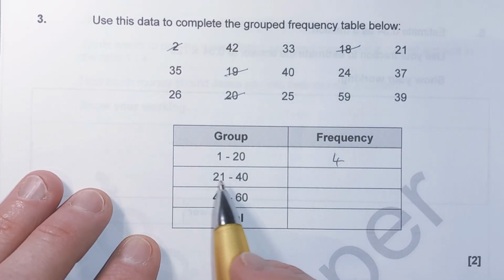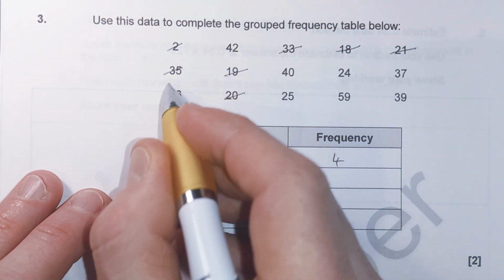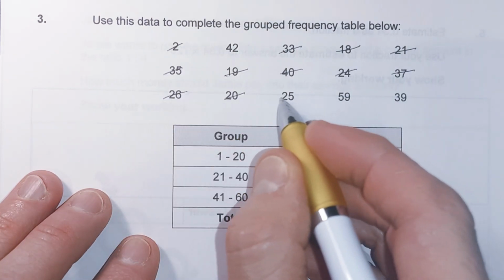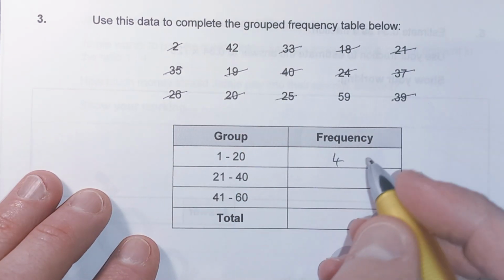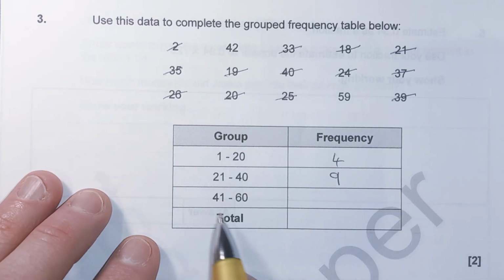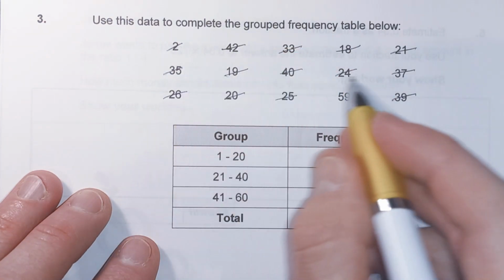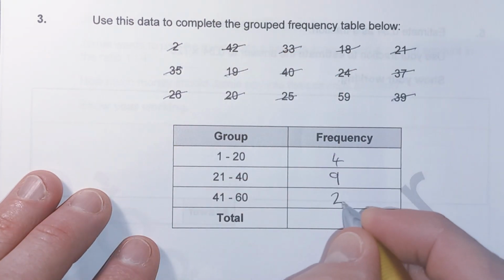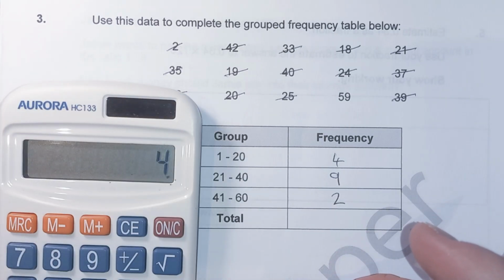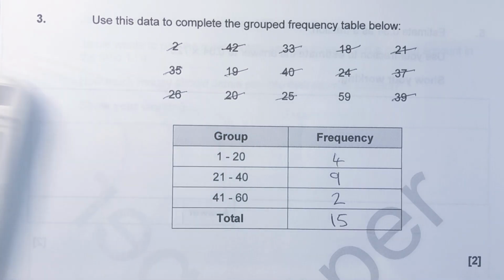Now I want any numbers between 21 and 40. 1, 2, 3, 4, 5, 6, 7, 8, 9. Oh, that's rather a lot. Okay. And then we want numbers between 41 and 60. We've got 1 there. 2. And they want the total. Let's use our calculator again. 4 plus 9 plus 2 gives us 15.